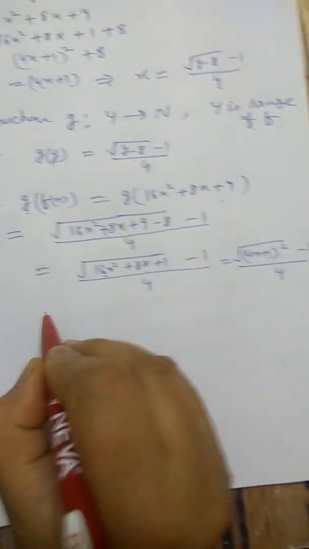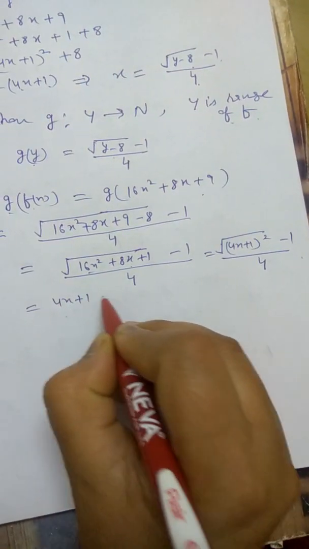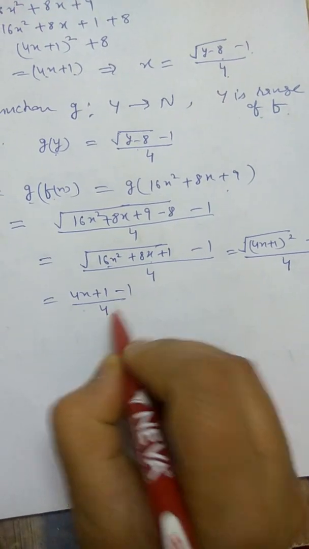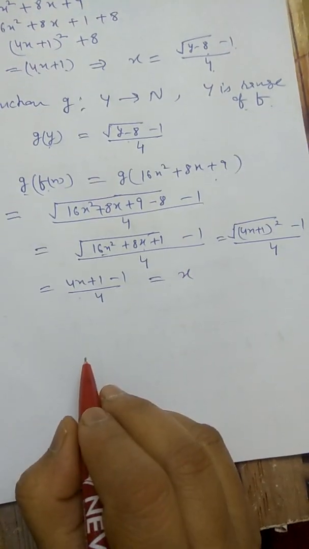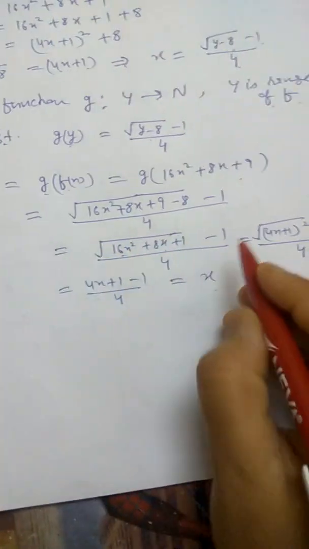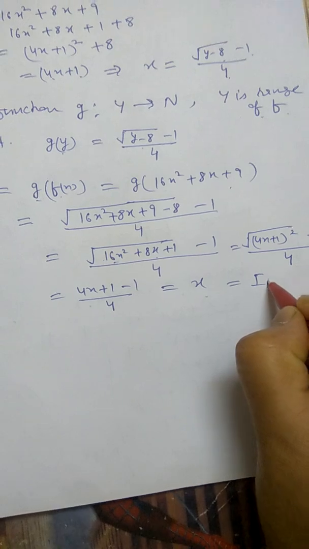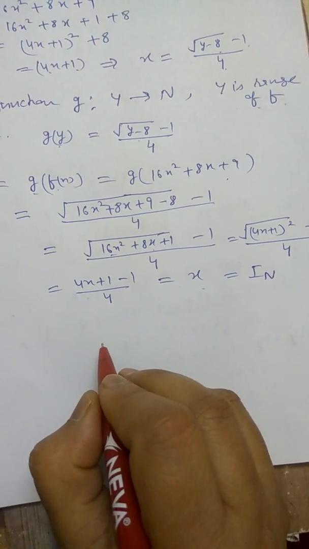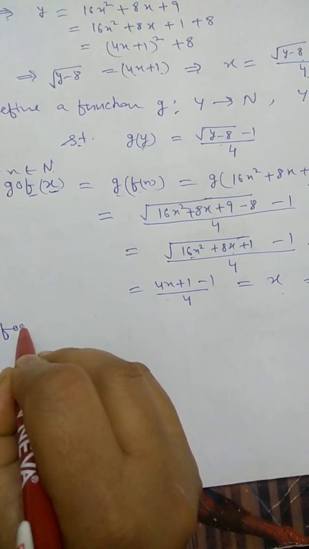It becomes ((4x plus 1) whole square root, minus 1) divided by 4. The square and root will be cancelled. You will get (4x plus 1 minus 1) by 4, that is equal to x. What is x? x is in the set of natural numbers, and therefore that is equal to I_N. Is it clear? Now we have to define f of g(x).